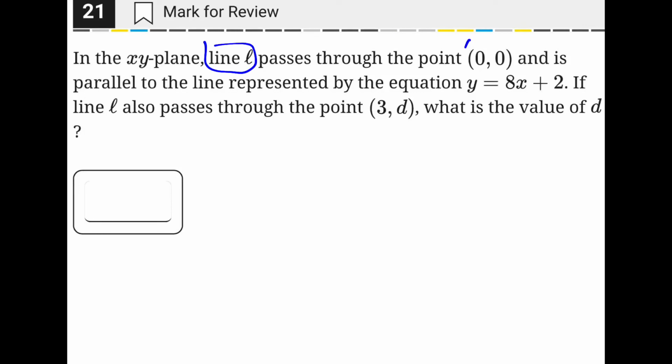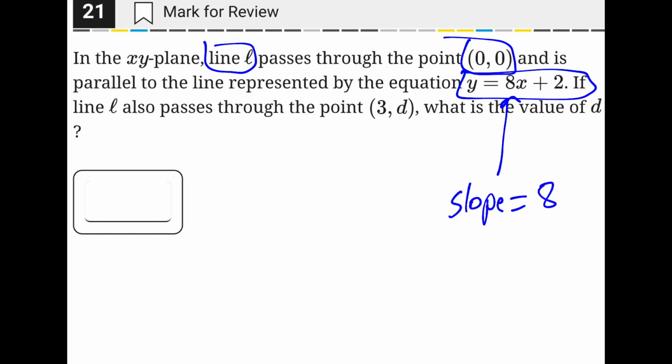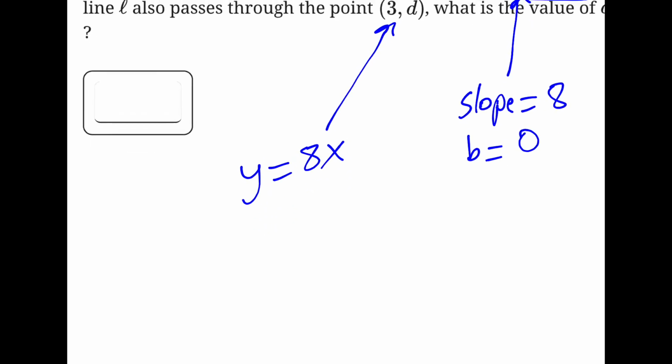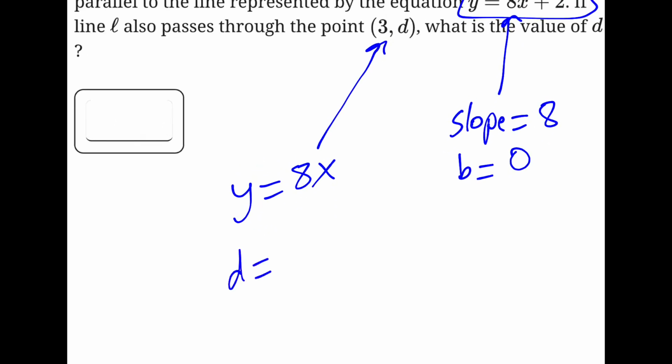Line L passes through 0, 0, and it's parallel to this line. Parallel means they have the same slope, so the slope is equal to 8. And because it passes through 0, 0, my b value, or my y-intercept, is equal to 0. So I can write that as y is equal to 8x. That's my line. It also passes through this point, 3 comma d. So I can plug that in, d for y, and 3 for x, and d is equal to 24.